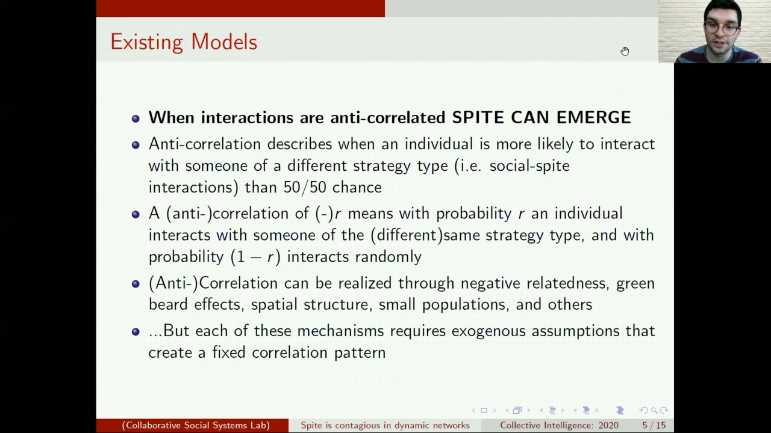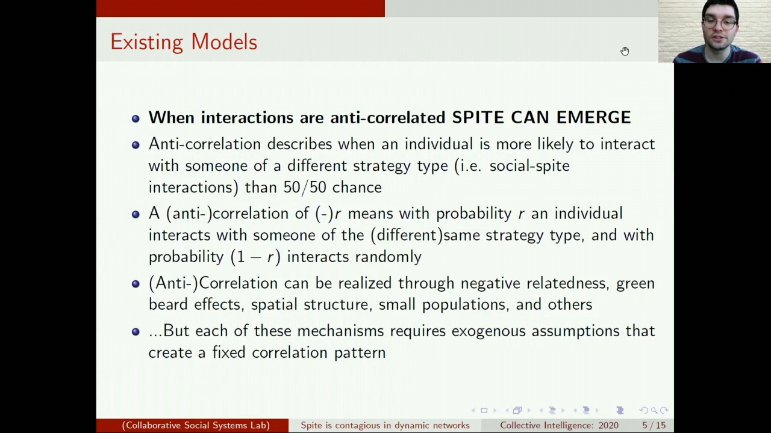Interestingly, previous work has shown that in a repeated game, spite can emerge if interaction patterns are anti-correlated. Anti-correlation describes when an individual is more likely to interact with someone of a different strategy type, in this case, a social-spite interaction, than a 50-50 chance.